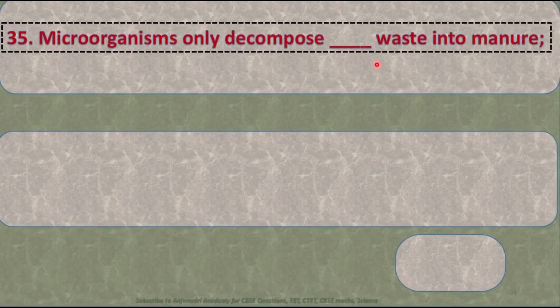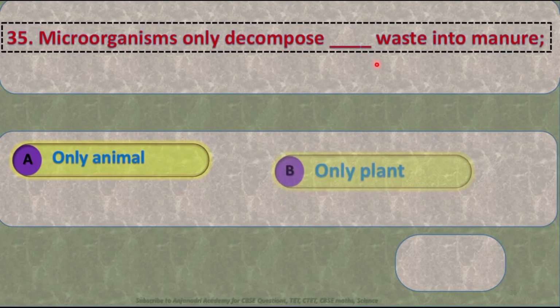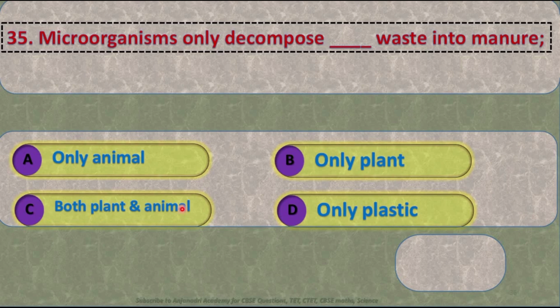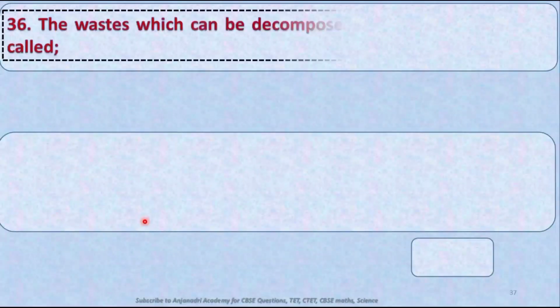Microorganisms only decompose waste into manure. Only animal waste, only plant waste, both plant and animal waste, only plastic waste. The correct answer is option C, both plant and animal waste. Here is the next question.